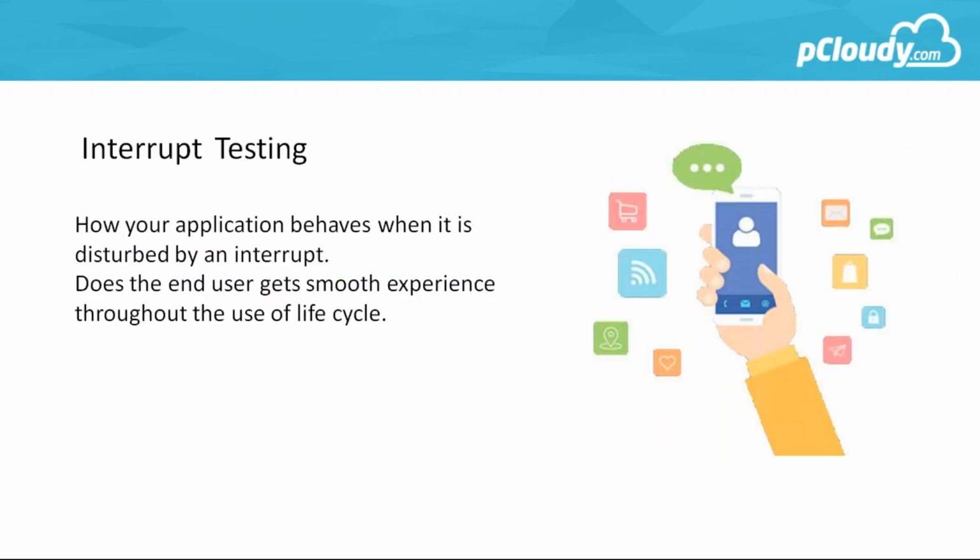Interrupt testing, we'll understand what interrupt testing is. We need to verify how your application behaves when it is disturbed by an interrupt. Okay, does the end user get a smooth experience throughout the use of the life cycle? When you get an interrupt while doing your testing or while using your application, how does your application behave? Ideally, in case of an interruption, the application that is interrupted should enter into a suspend state, and restart as soon as the interruption ends.